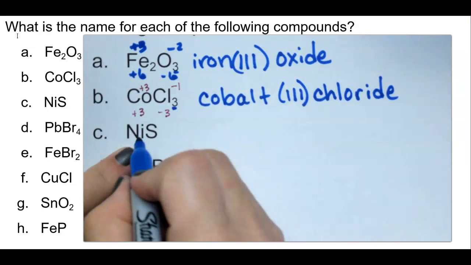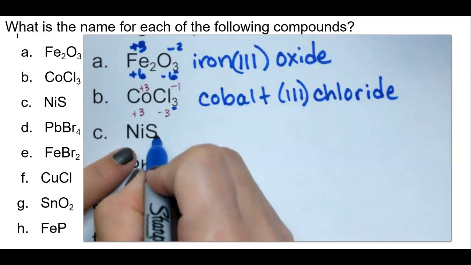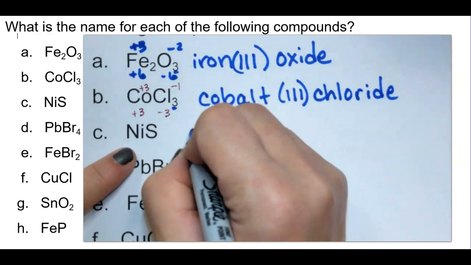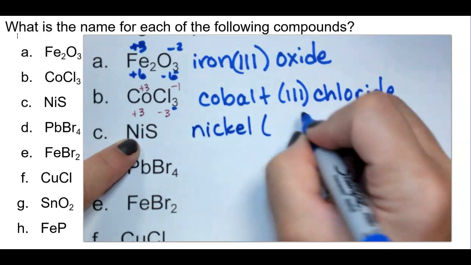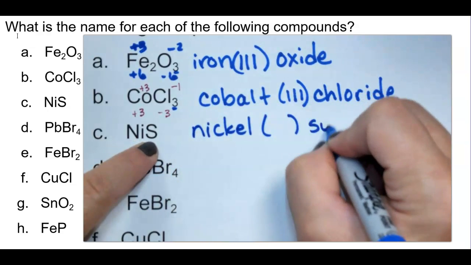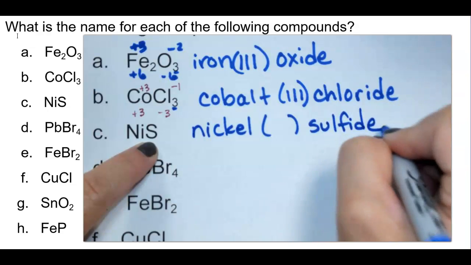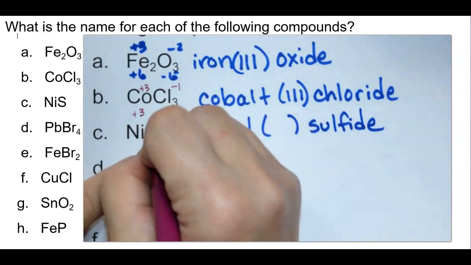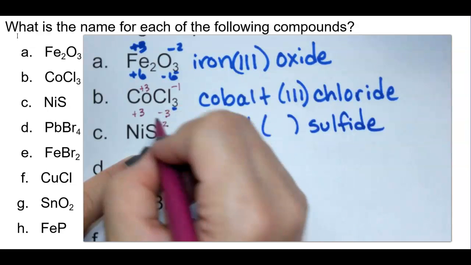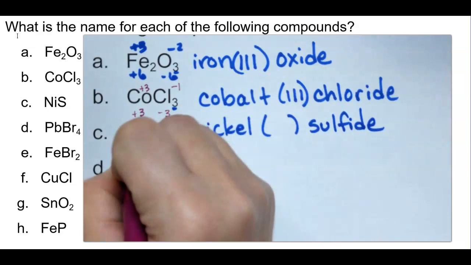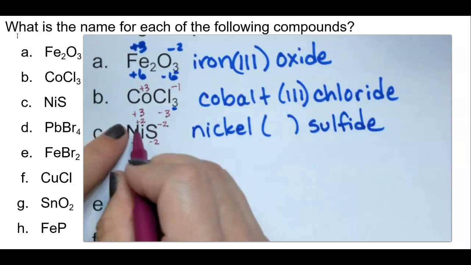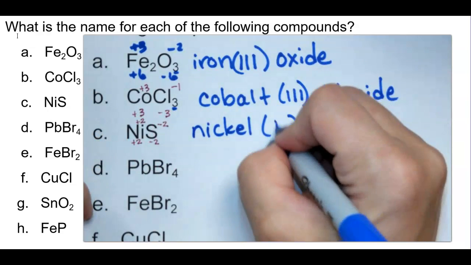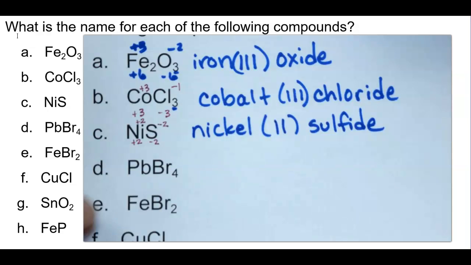Now this one, because there's no subscript here, we absolutely have to use the box method. So it's nickel, and then there's some Roman numeral, and then this is sulfide, and the question is, what is the Roman numeral? What we know is that sulfide has a -2 charge, which gives me an overall -2, which means this must be a +2, which gives the nickel an overall +2 charge. So this is going to be nickel Roman numeral 2 sulfide.